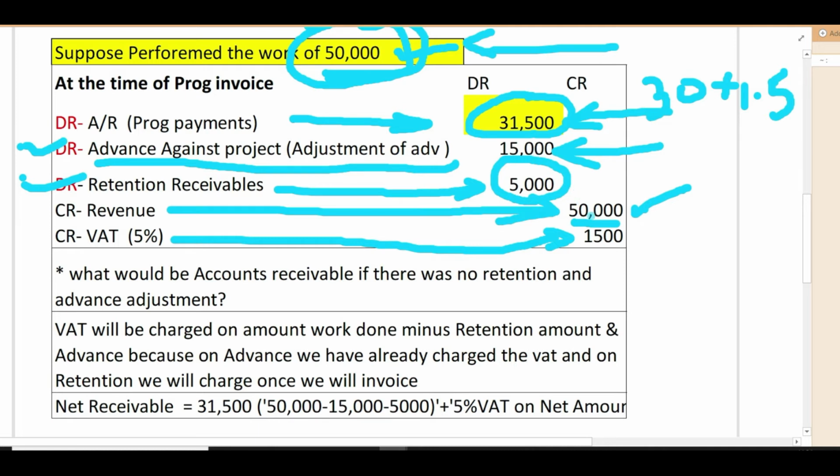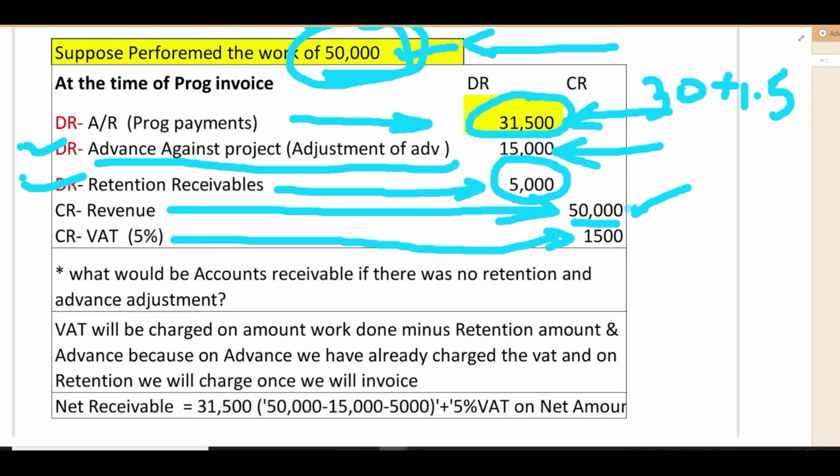You will multiply 50,000 with 5%. 5% of 50,000 is 2,500. So if in case there was no retention and advance, forget about the amounts, what you would do is debit account receivable and credit revenue and credit VAT.